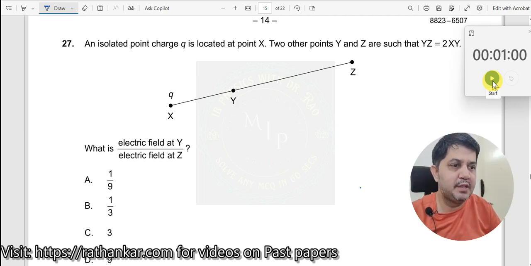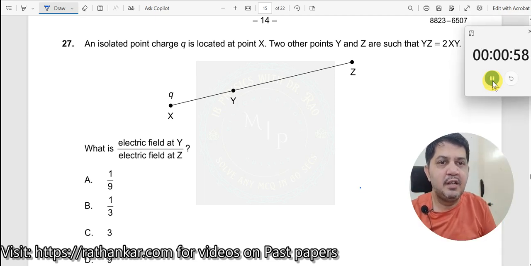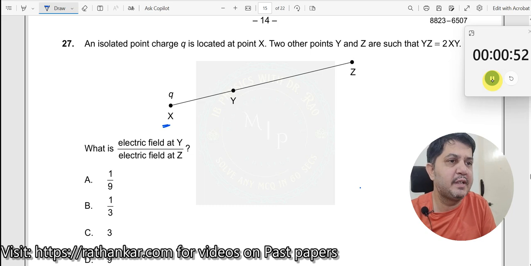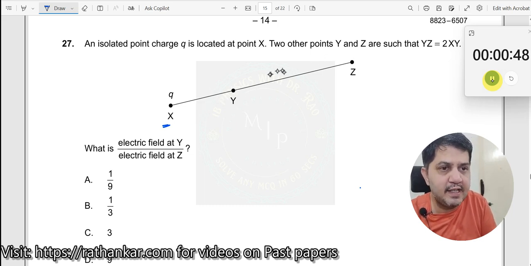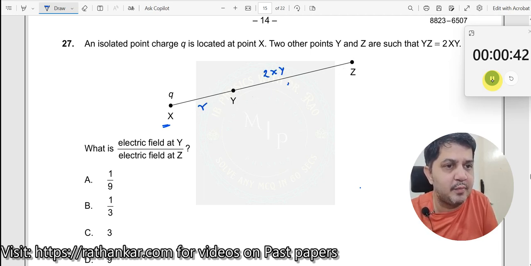Okay, question number 27. An isolated point charge Q is located at point X. Two other points Y and Z are such that XZ is equal to 2XY. YZ is equal to 2XY. I'll do one thing. I'll call XY to be R so that YZ will be 2R. Now, what is the electric field at Y?